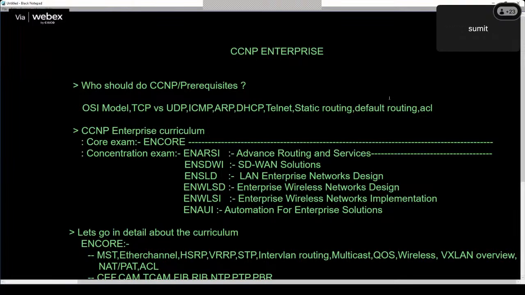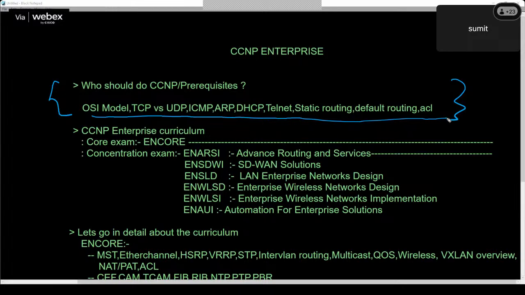Go on. So before anyone speaks, this is how your curriculum ideally would look. Now, who should do CCNP, what is the prerequisite? If you know these things, feel free to start with your CCNP ENCOR. The reason is that I try to make sure maximum things I teach, even static routing or default routing, is covered. ACL is also covered. I hope I'm audible.